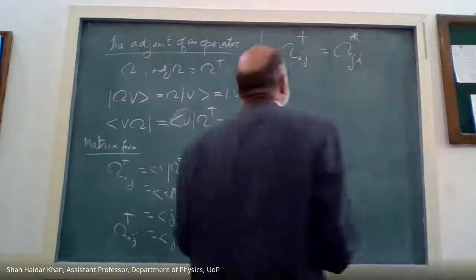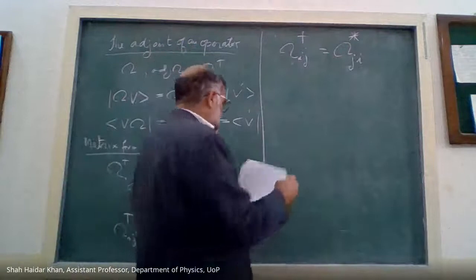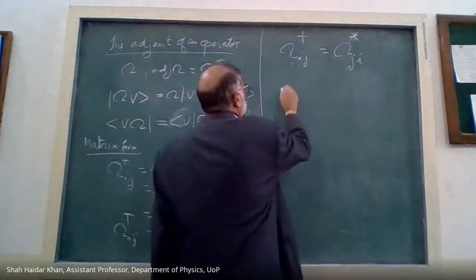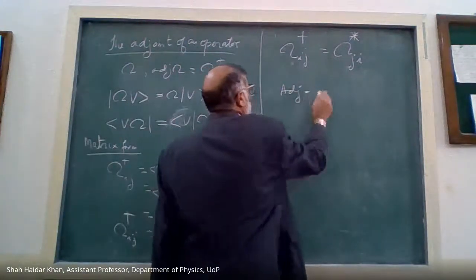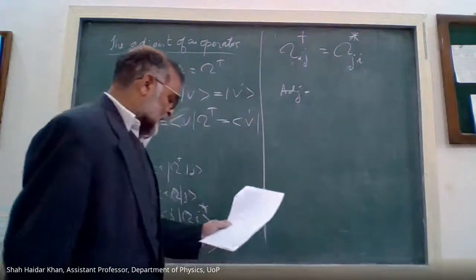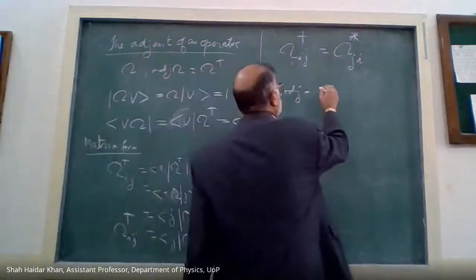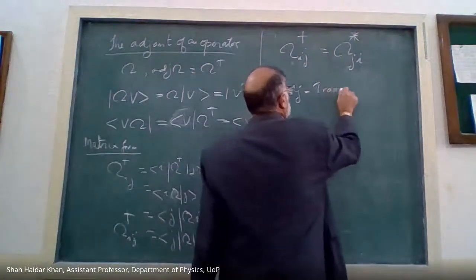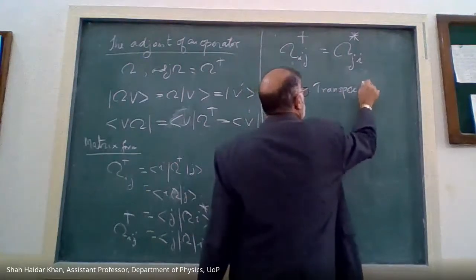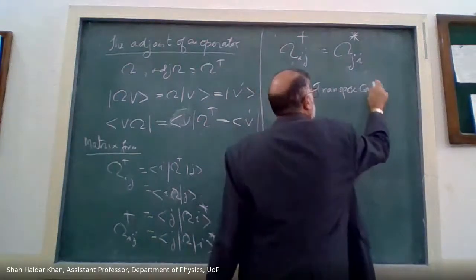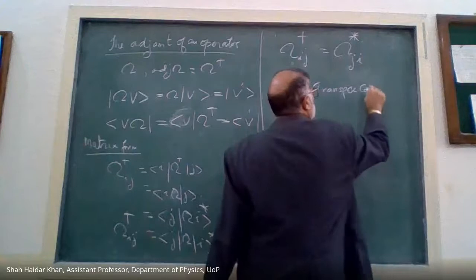So we can say that the adjoint is the transpose conjugate.